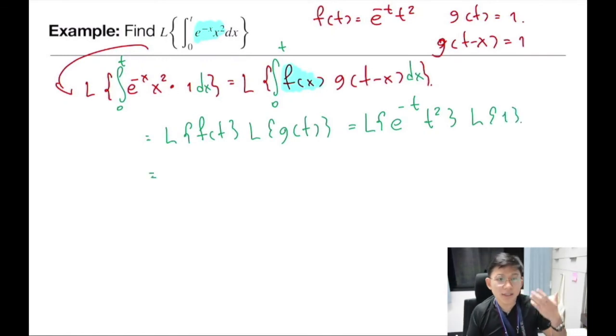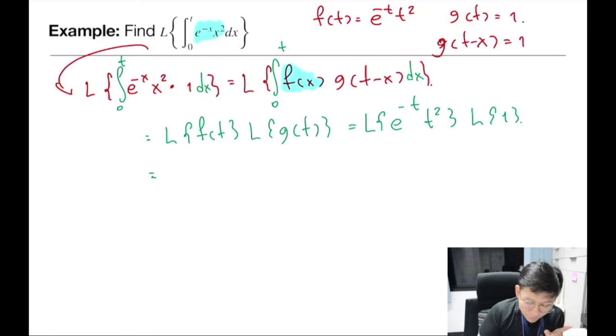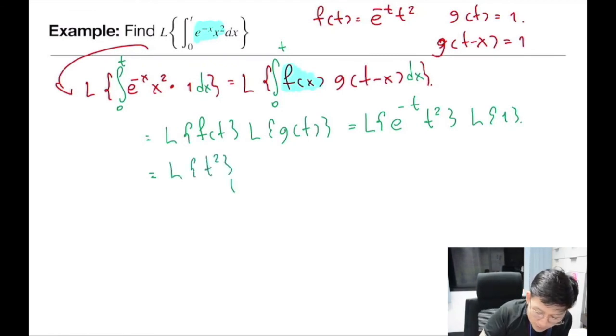And what is the Laplace transform of e to the minus t squared? You remember? We need to just find the Laplace transform of t squared, and then we shift s to s plus 1.